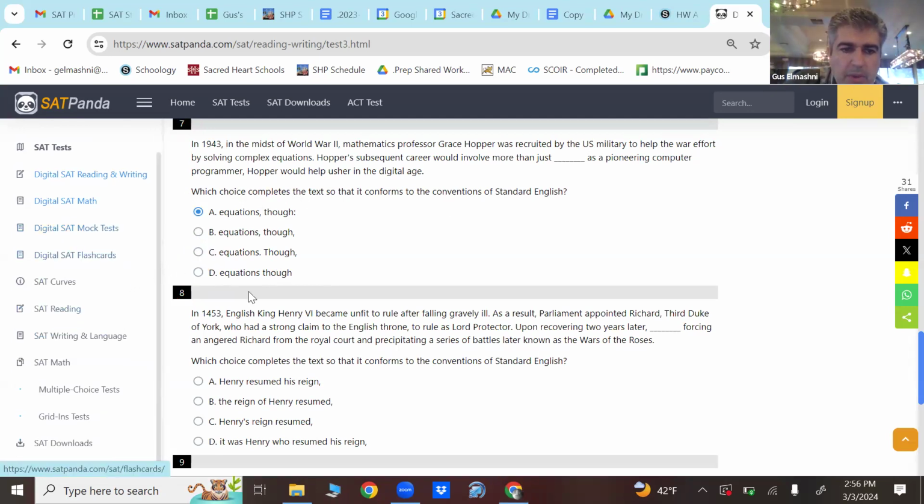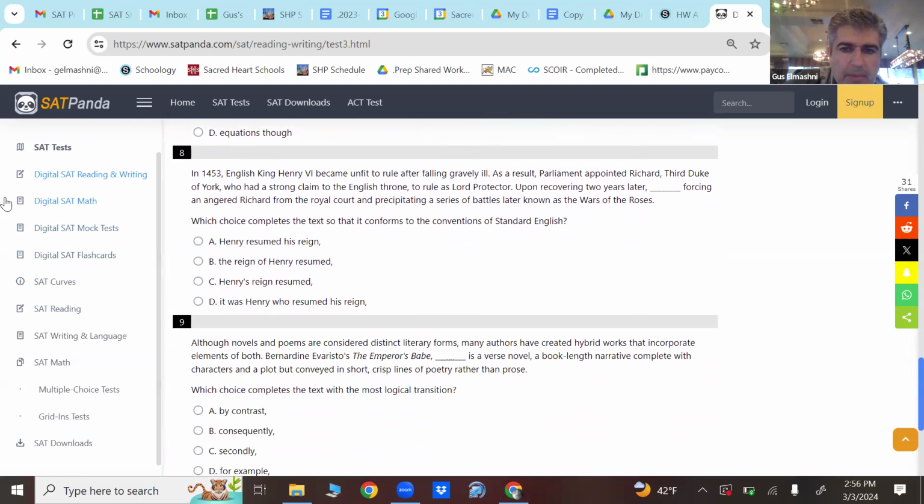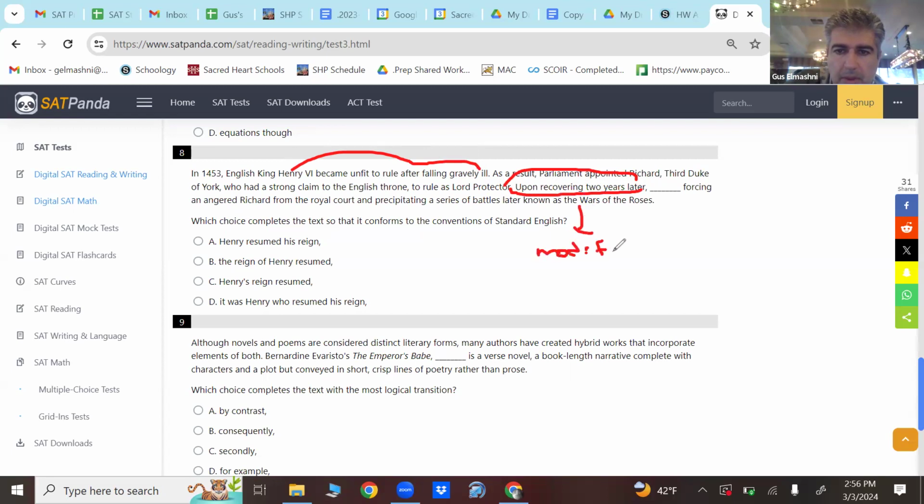Now for 8, the reason why C doesn't work. Who recovered 2 years later? Henry recovered, right? Yeah. Not his reign. His reign did not recover. Henry himself recovered because he's the one who became unfit to rule because he became gravely ill. So that's what we call a modifier. It's a description. It's a phrase that describes something. And whatever your modifier is describing has got to come right after it, like immediately after it.